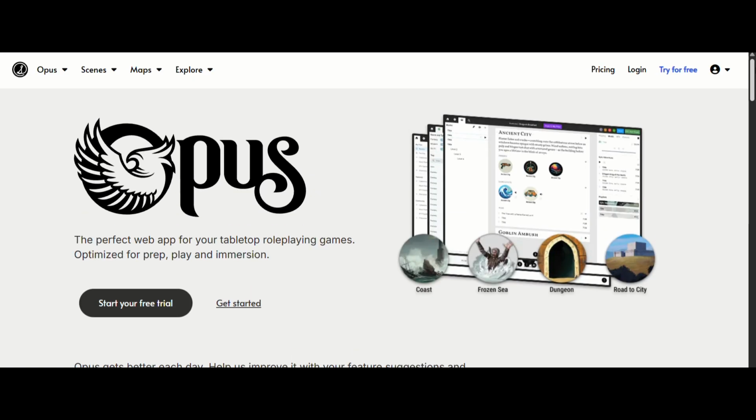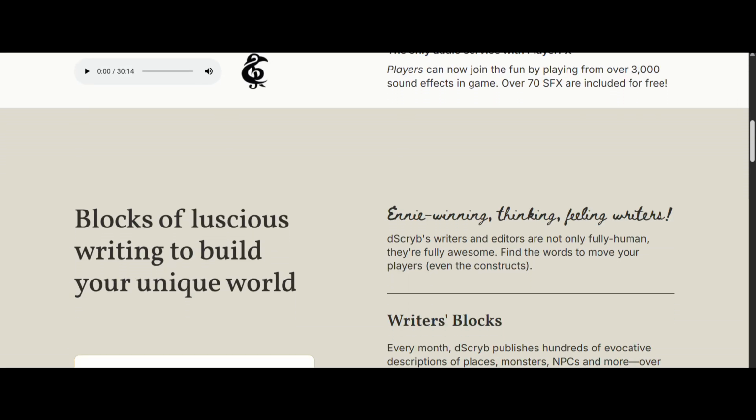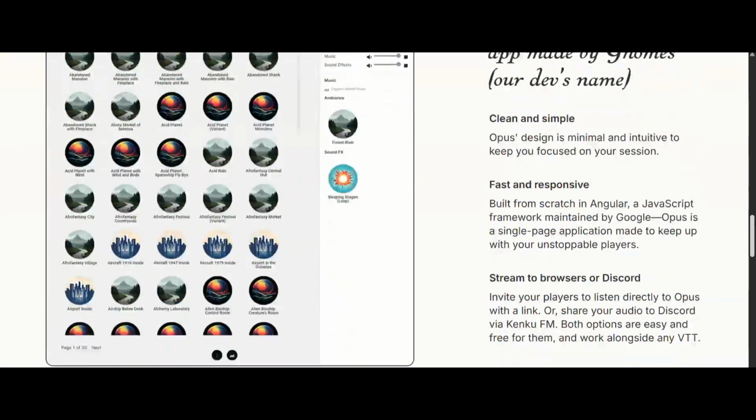There is also this one called Opus. Again, I don't have a lot of experience with this, I've never used it, but it seems to also be really good.